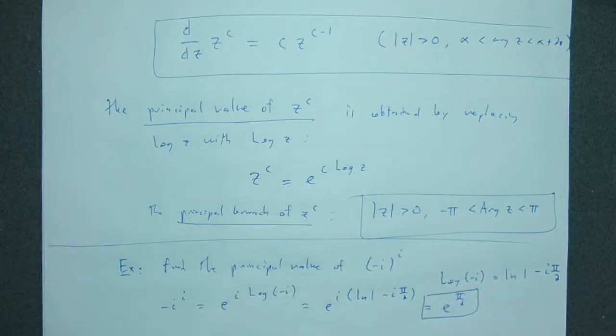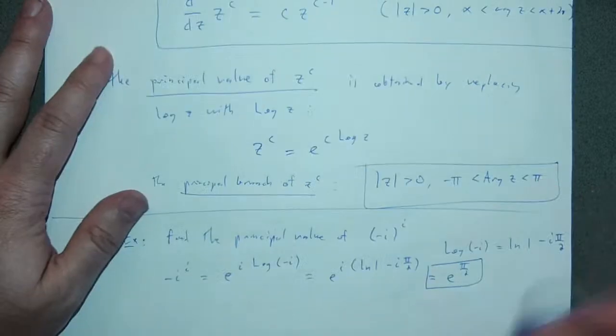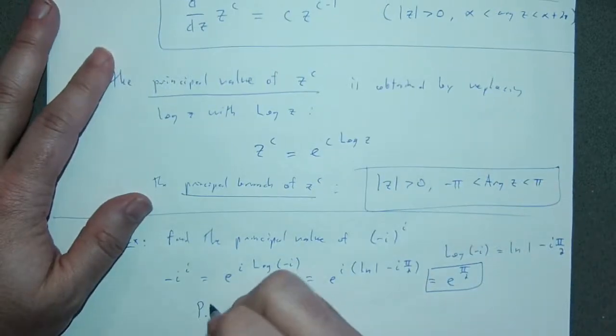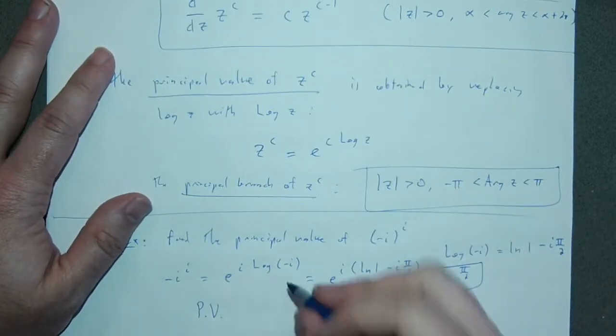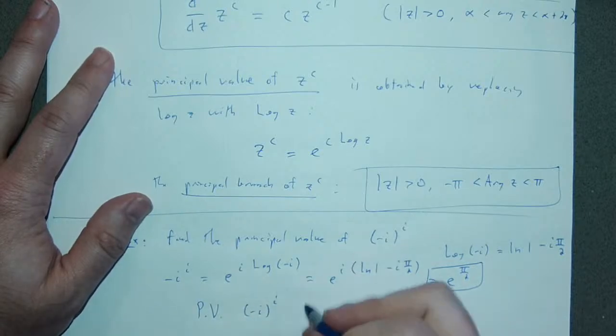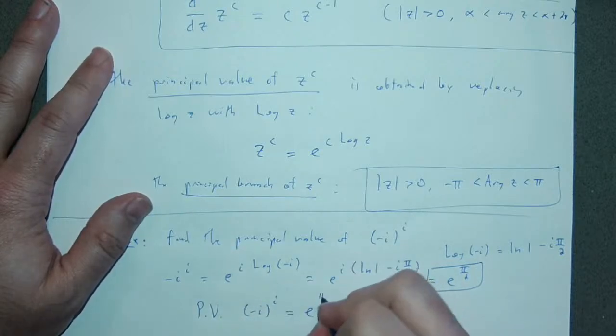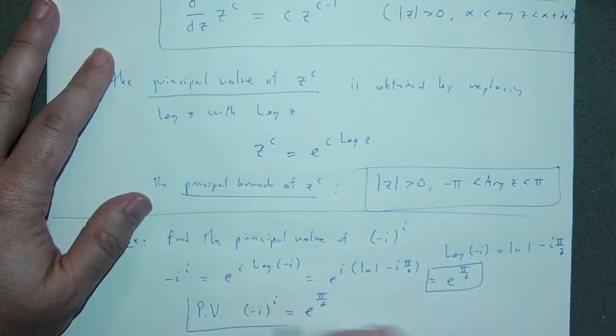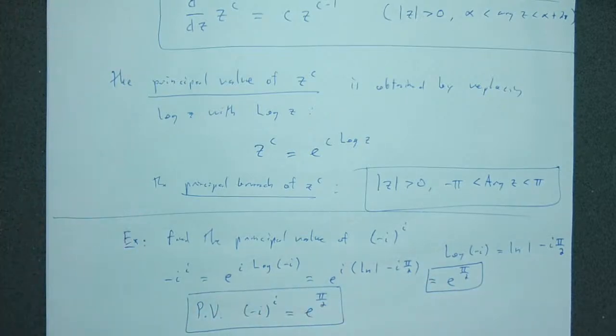This is the principal value here. So a lot of times you'll see this written as PV. So PV of minus I to the I is equal to e to the pi over 2. Okay, and that's the principal value.